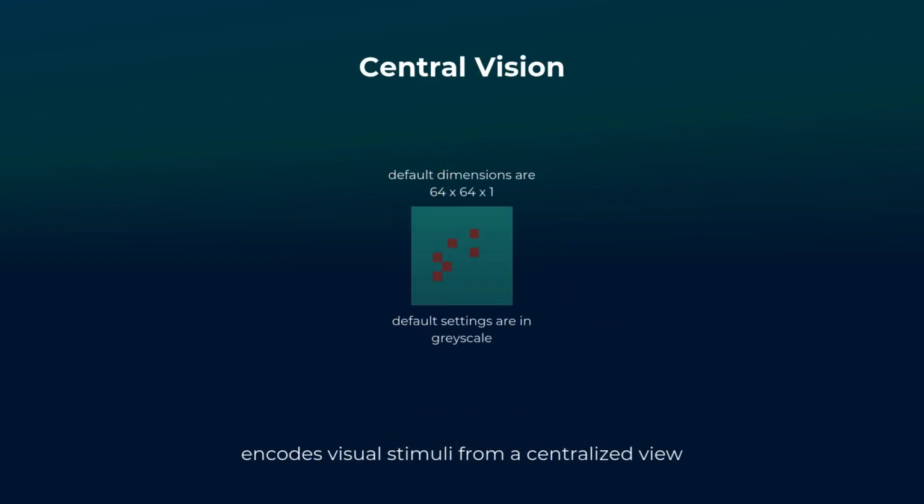The central vision cortical area interprets visual signals from a centralized view. By default, it will be in grayscale with dimensions of 64 by 64 by 1. If you would like your vision to include colors, you can extend the Z dimensions by 3, representing a human eye's red, green, and blue color sensing cones.